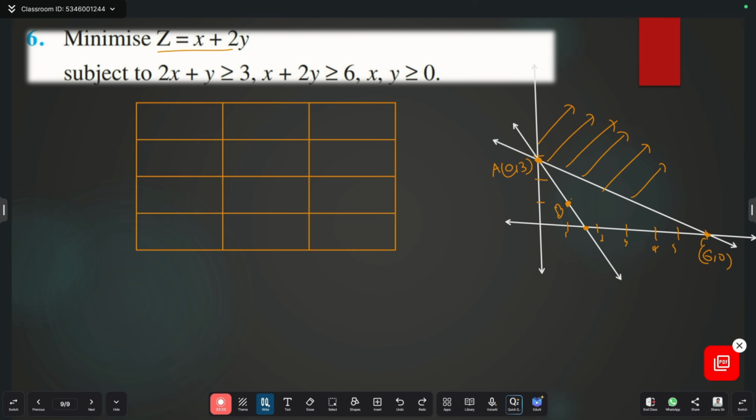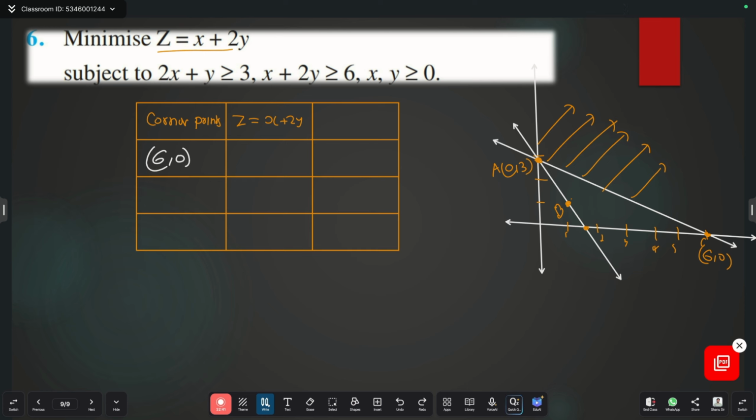How many corner points? Actually 2 corner points are coming. And here z equals to x plus 2y. First corner point is 6 comma 0 and the other is 0 comma 3. At 6 comma 0, what is the objective function value? X value 6, 6 plus 0, it means 6 only. And here 0 comma 3, 0 plus 6, 6 coming. Both are 6.